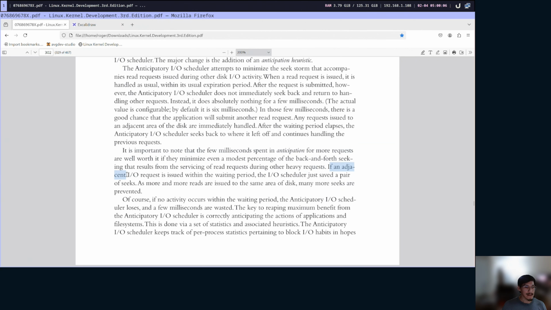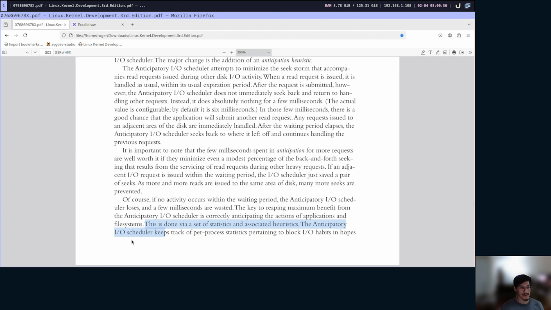If an adjacent I/O request is issued within the waiting period, the I/O scheduler just saved a pair of seeks. As more and more reads are issued to the same area of disk, many more seeks are prevented. Of course, if no activity occurs within the waiting period, the anticipatory I/O scheduler loses and a few milliseconds are wasted. The key to reaping maximum benefit from the anticipatory I/O scheduler is correctly anticipating the actions of applications and file system. This is done via a set of statistics and associated heuristics.